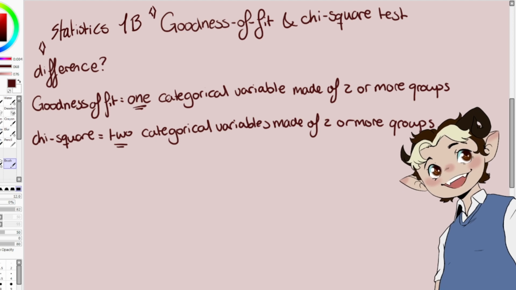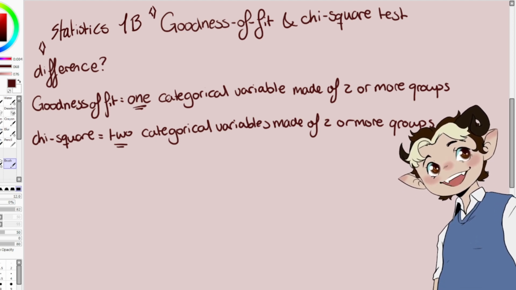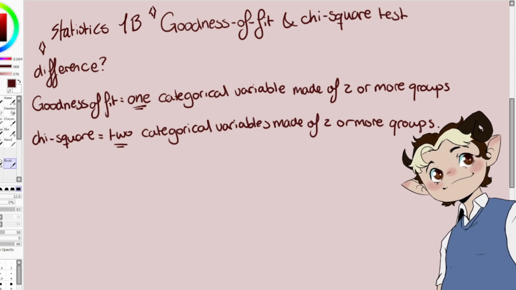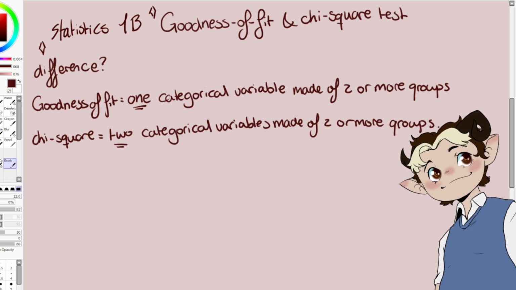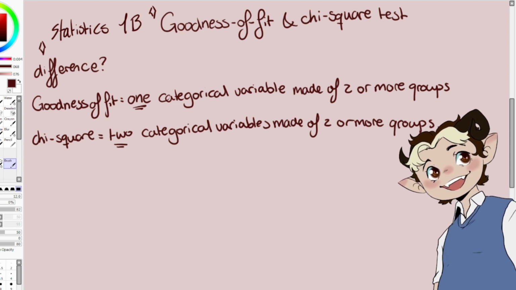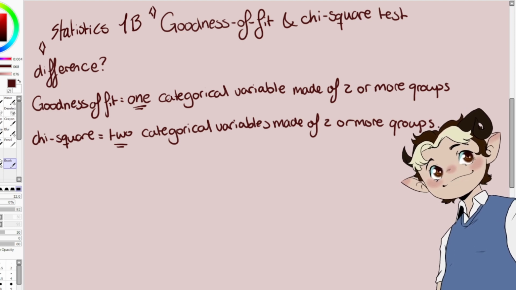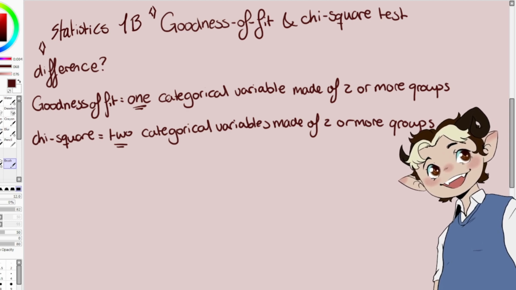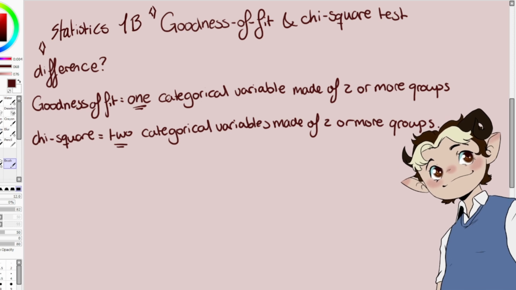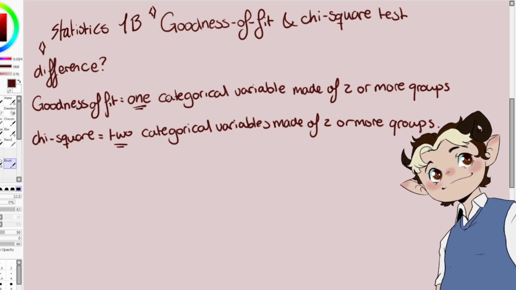When I was studying for this exam, I struggled a lot because I didn't really understand the difference, because they look very alike. But the difference is that the goodness of fit uses one categorical variable made up of two or more groups, and the chi-square uses two categorical variables made of two or more groups. So that's the difference. It's basically one sample, two sample, but they give it fancy names for some unknown reason.